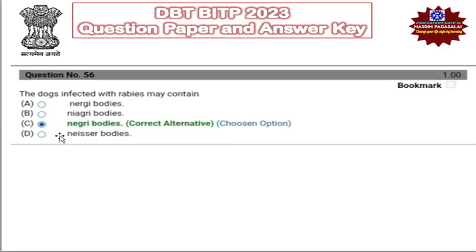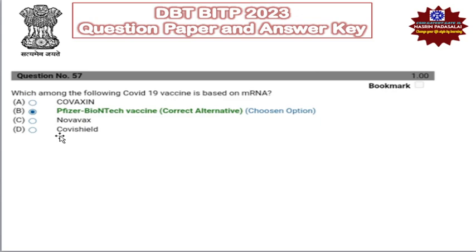Next, the dog infected with rabies may contain Negri bodies. Okay, so this question is repeated from DBT VET examination. Okay, next there was a question asked from COVID-19 vaccine. Which COVID-19 vaccine is based on mRNA, that is messenger RNA? The correct answer is Pfizer BioNTech vaccine, an mRNA based vaccine for COVID-19. Whereas Covaxin is an inactivated virus containing vaccine. Novavax is an adjuvant based vaccine platform employed for COVID-19 and Covishield is a viral vector based vaccine.